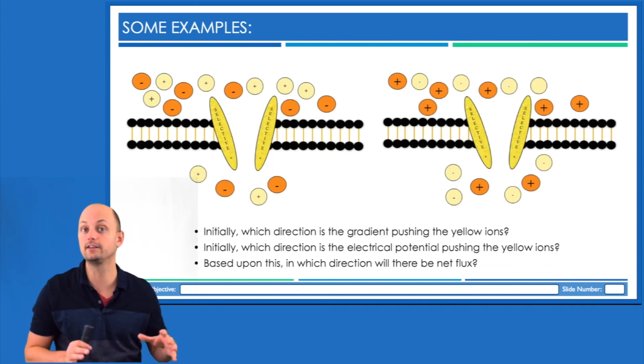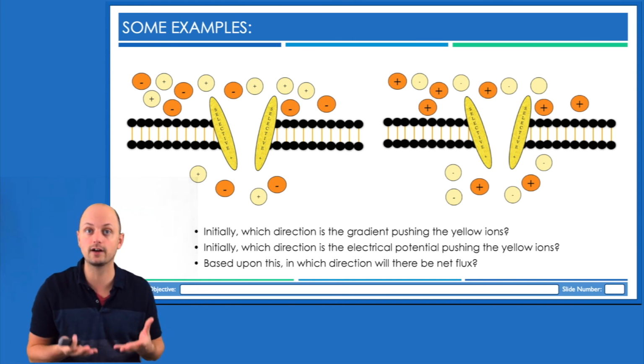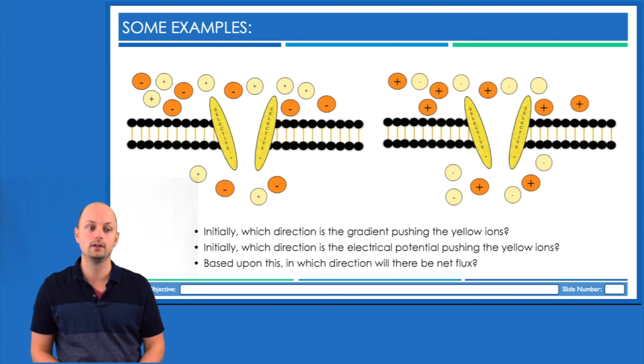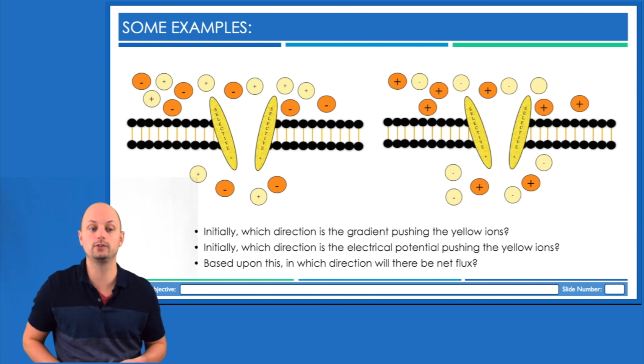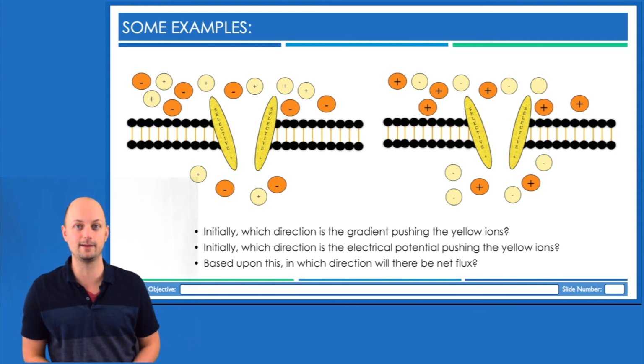So I have 2 more examples here for you to practice with. Again, keeping in mind that these are just conceptual examples at this point to get you comfortable with the idea of concentration gradient and the idea of electrostatic potential. So for each of these, I want you to answer those same questions that we went through in the last examples on your own.